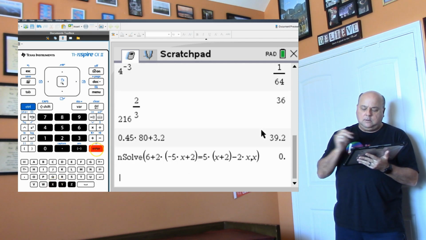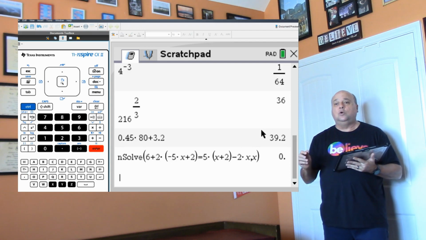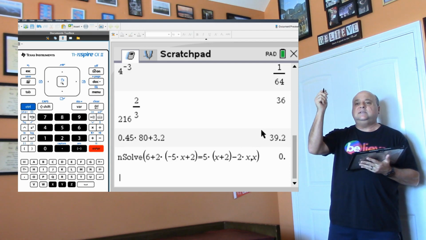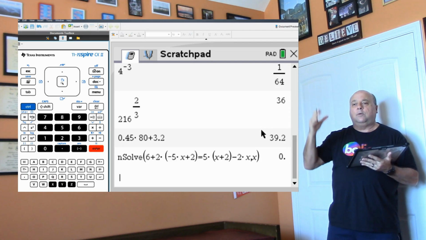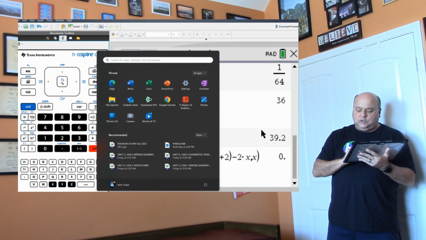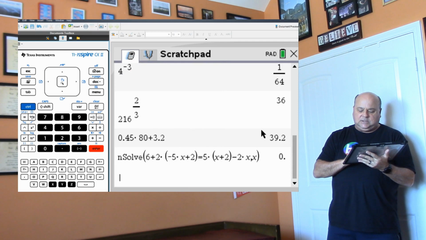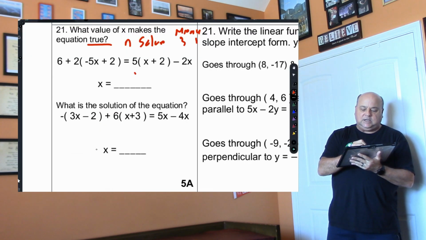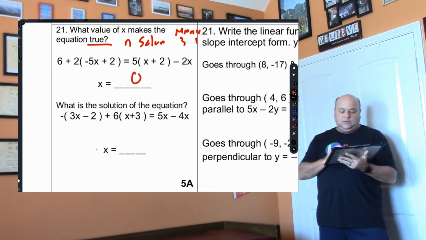Hit enter, and we get 0. So on this problem here, all the x's cancel out, and we have a number on the right. So 0 divided into anything, 0. Okay? So this answer is going to be 0. So go to your paper. So x equals 0. And then let's do the next one.